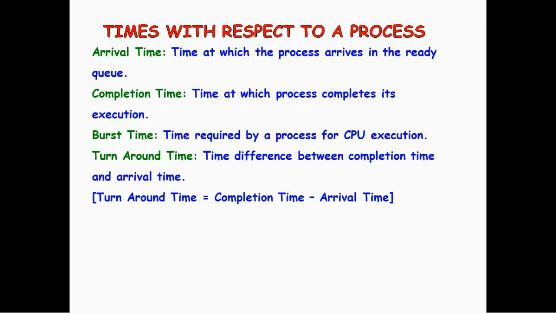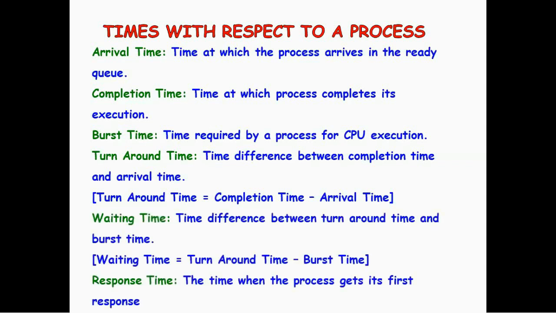Here we come across different times with respect to a process. Arrival time is the time at which the process actually arrives in the ready queue. Completion time is the time at which the process fully completes its execution. Burst time is the time required by a process for CPU execution. It can also be said as the total time taken by the process for its execution on the CPU. Turnaround time is the time difference between completion time and arrival time. We can write that as completion time minus arrival time.